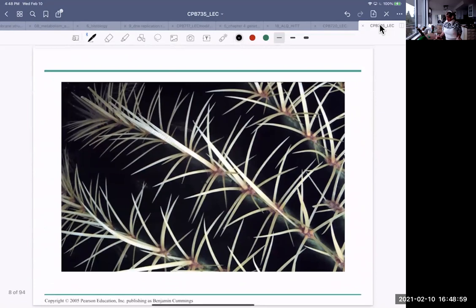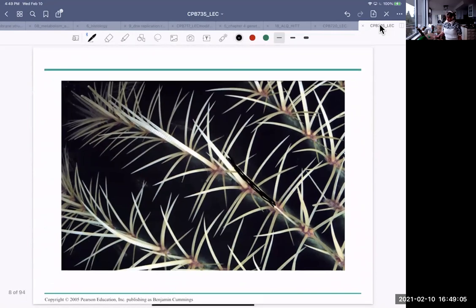Some leaves don't look at all like leaves, like this spine of a cactus. That's a modified leaf.